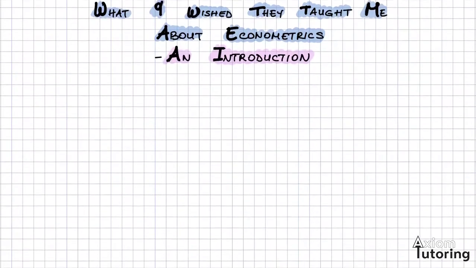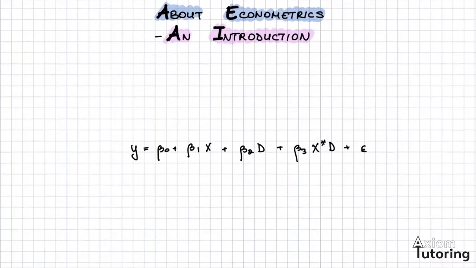Let's assume we have a model where y equals beta 0 plus beta 1 x plus beta 2 d plus beta 3 x times d, and an error term. We're going to assume, as usual, that y is our income, and x is education, let's say number of years, so that's a continuous variable. And d is a dummy variable, which is equal to 1 if, let's say, we are employed.